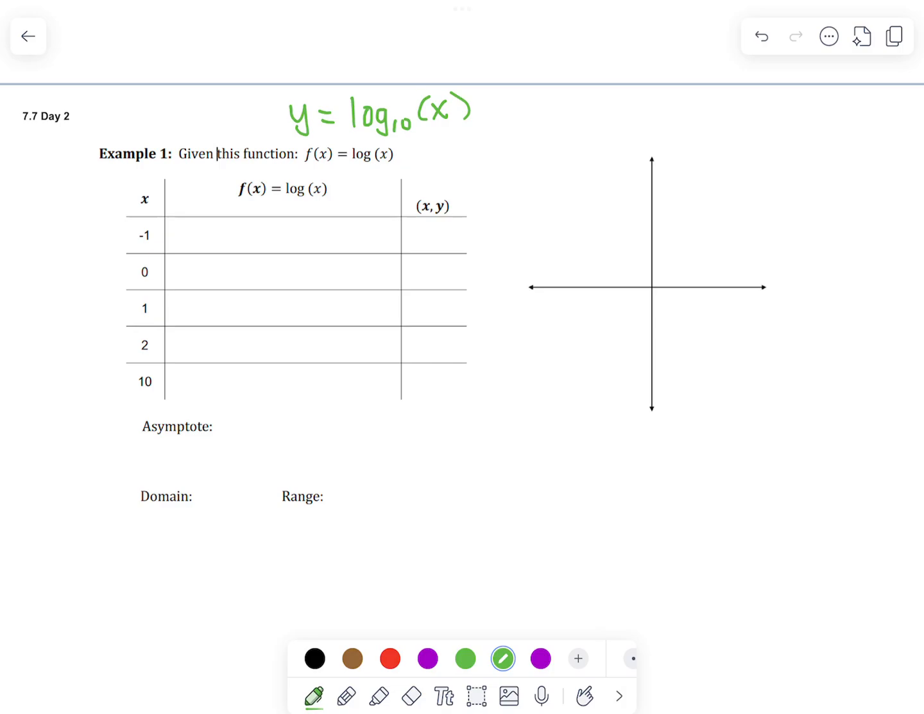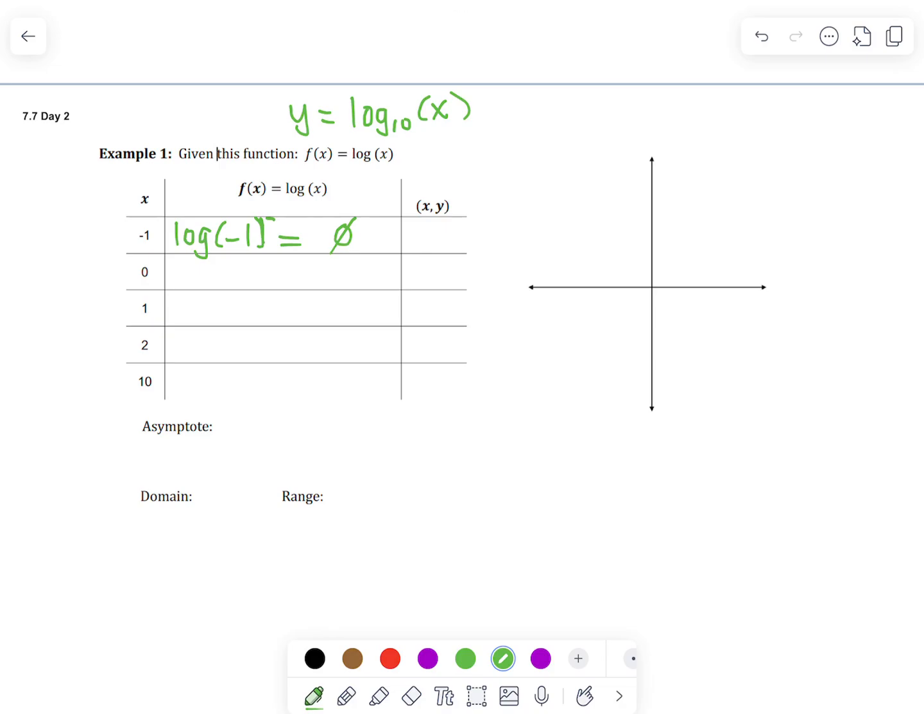So what we do is we evaluate the function. So we substitute this into our calculator. And I would pause and try this now. And what you're going to get is an error. It does not work because it's outside the domain.